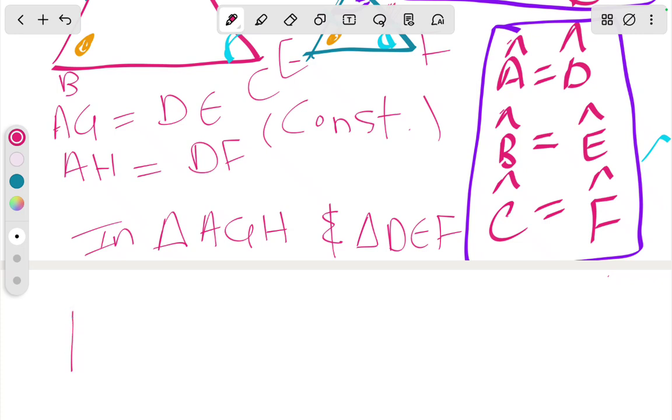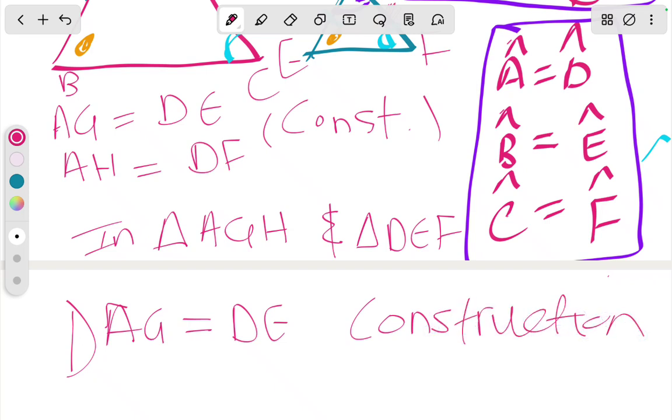Okay, so number one, this is how it's going to work. You're going to say AG is equals to DE. Okay, that's your number one. AG is equals to DE. Why? Construction. That's your reason.